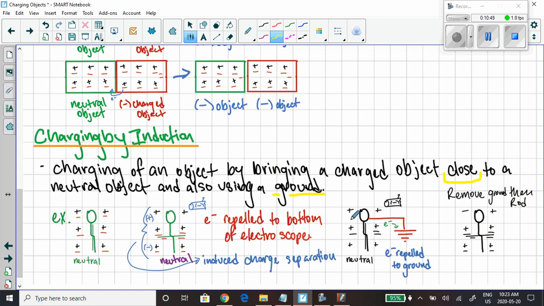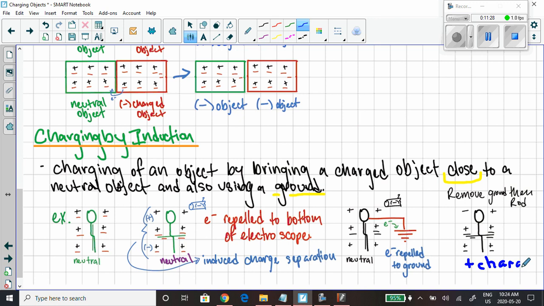So now the electroscope has lost some electrons. It started neutral, but it's no longer neutral because, as I wrote here, electrons are repelled away. So then you remove the ground first, it's got to be removing the ground first, and then the negatively charged rod. And what happens is that since this electroscope lost electrons, this electroscope now has a positive charge.